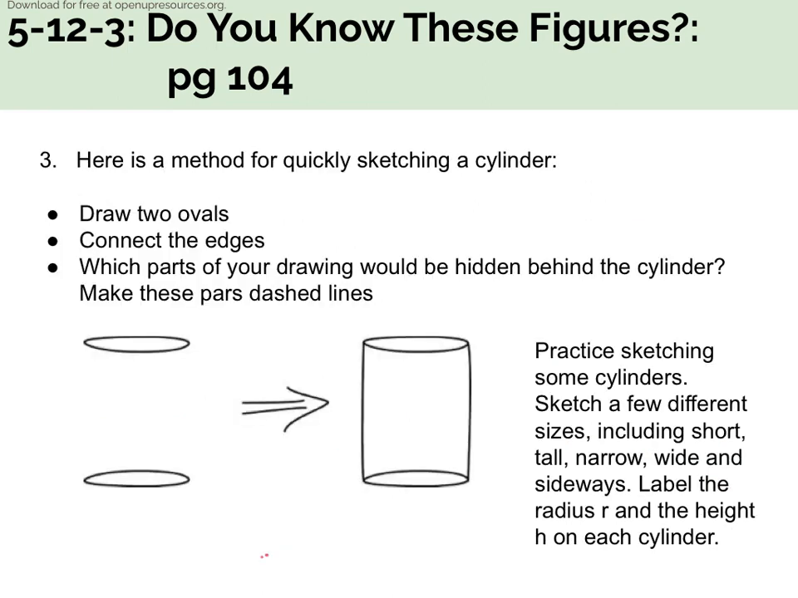On number 3, it says here is the method for sketching a cylinder. You draw 2 ovals, connect the edges, and then you also do the dotted parts for what will sit behind as far as looking at that cylinder. So go ahead and sketch a few different sizes of cylinders: short, tall, narrow, one that's sitting on its side. We're going to be using a lot of cylinders. So go ahead and try that out on page 104 underneath number 3.